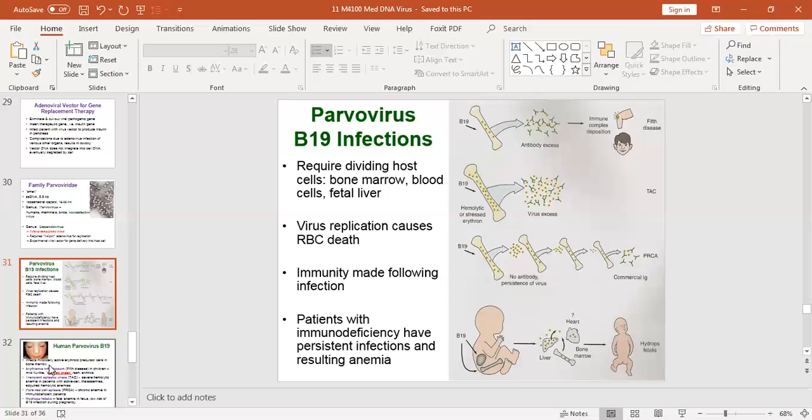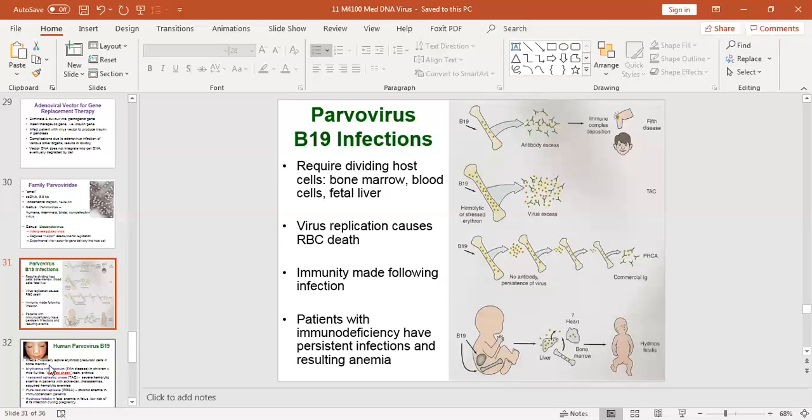So if you know that, and also know that if we have low red blood cells, we get anemia, different types of anemia. So if you know that, to some extent, you can perceive or you can postulate what kind of illnesses or diseases parvovirus B19 infections may cause.